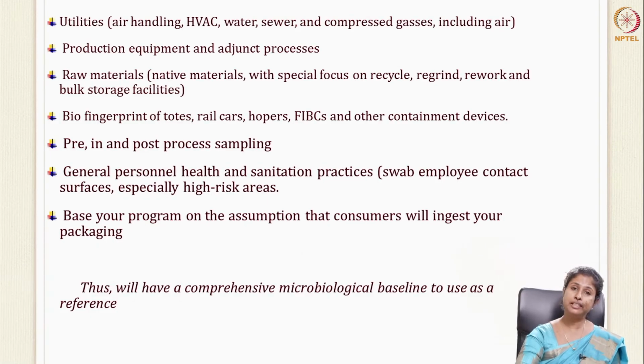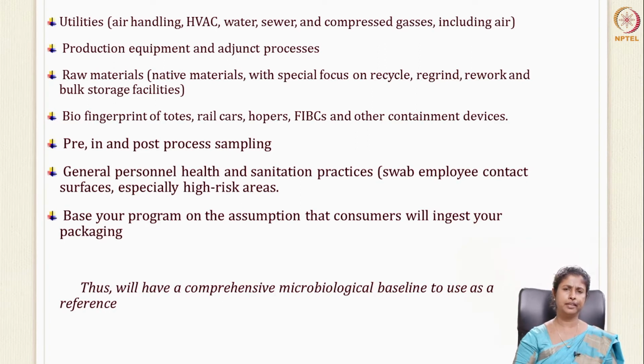Moving on, utilities. You should take care of the utilities, the sewers, the water, including the air facilities in your processing and packaging area. Production equipment is another very important portion where hygiene has to be maintained. Raw materials: the native materials, recycled. In packaging especially, there is a trend to use recycled packages again. So that also can bring in biological risk to the product. Biofingerprinting of carts, hoppers or any containment devices, any devices which will contain the packages, should also be hygienically maintained.